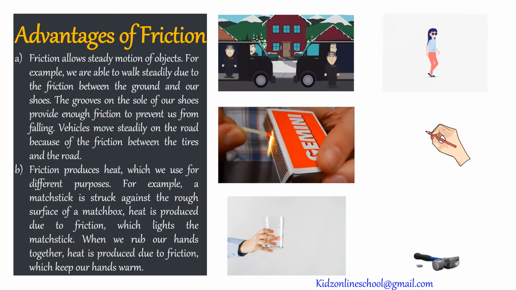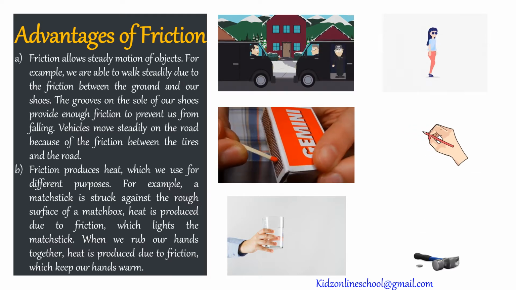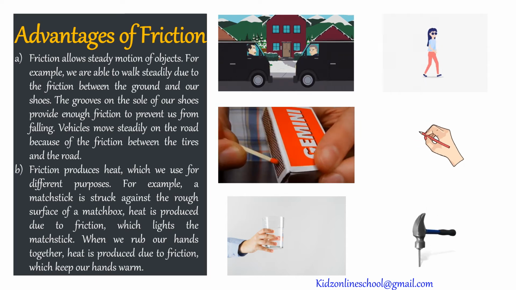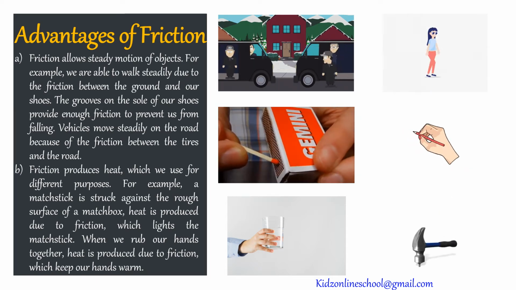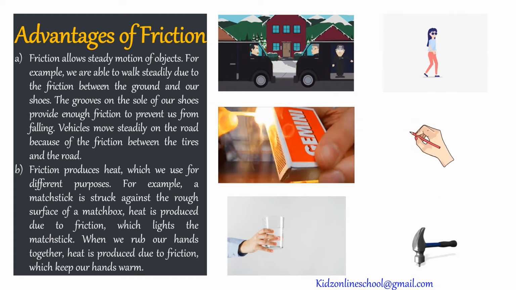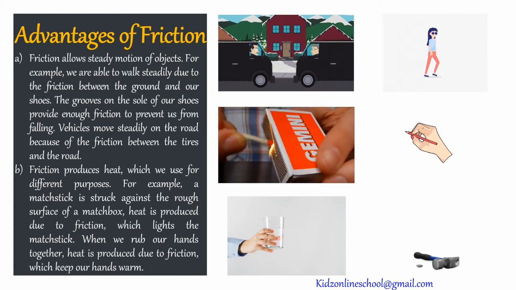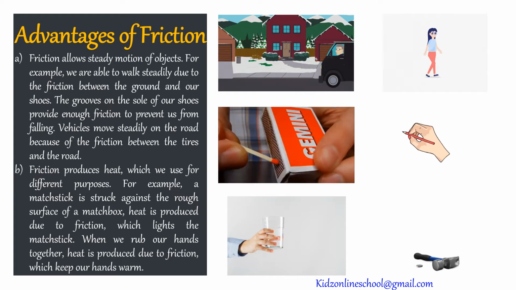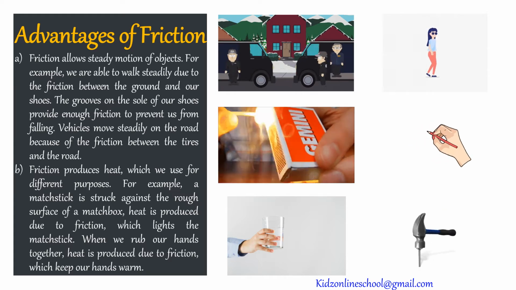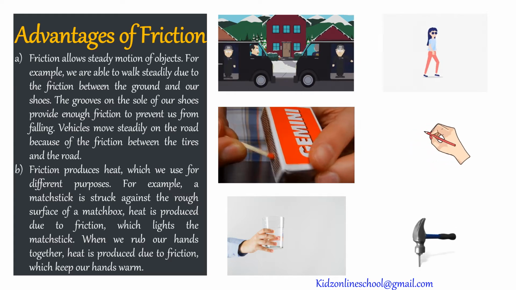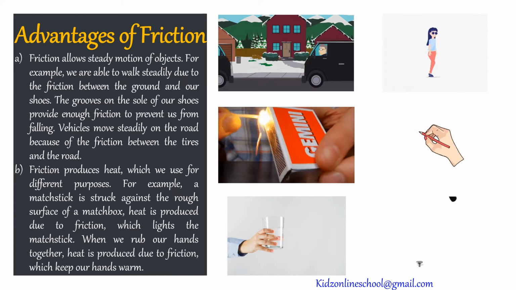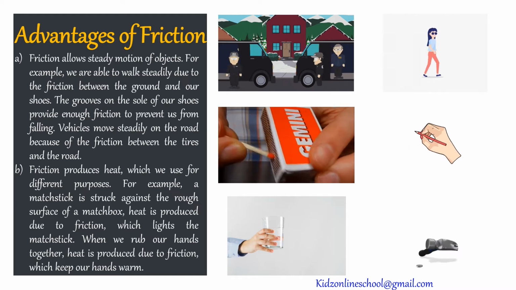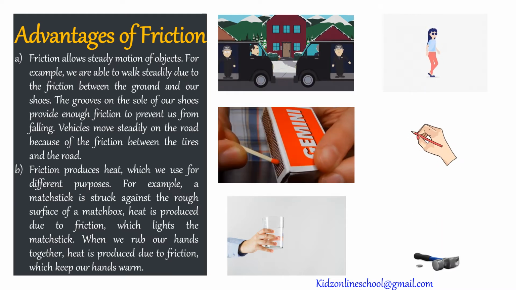Friction produces heat which we use for different purposes. For example, a matchstick is struck against the rough surface of a matchbox. Heat is produced due to friction which lights the matchstick. When we rub our hands together, heat is produced due to friction which keeps our hands warm.